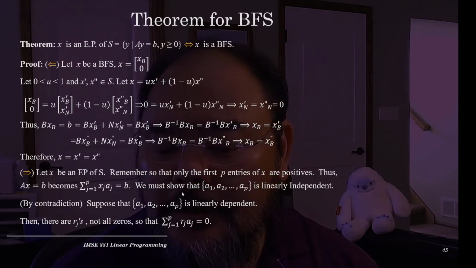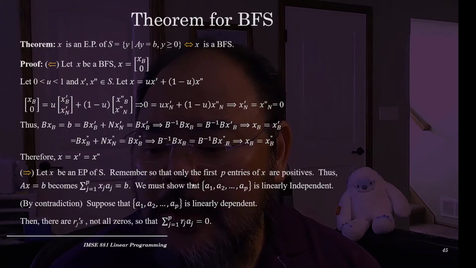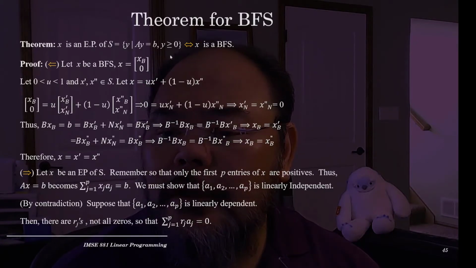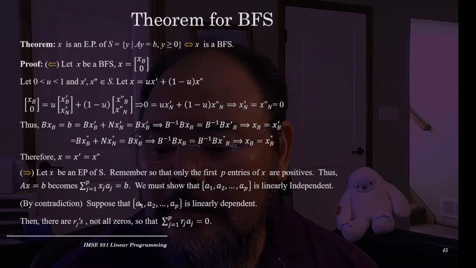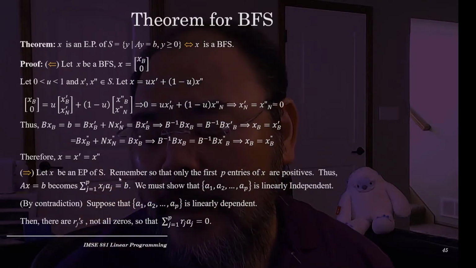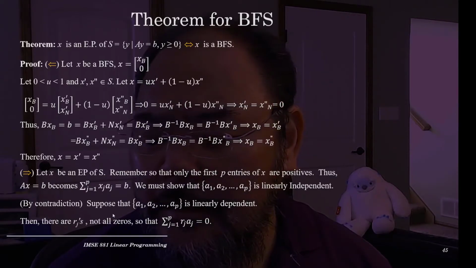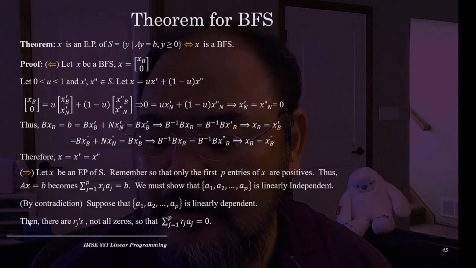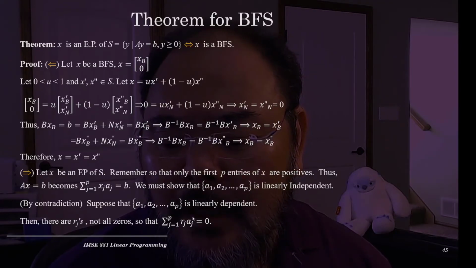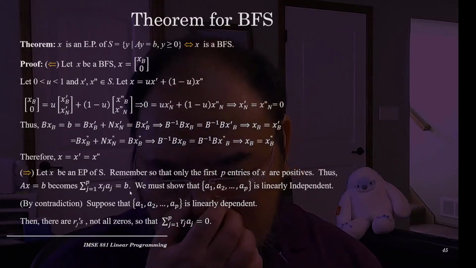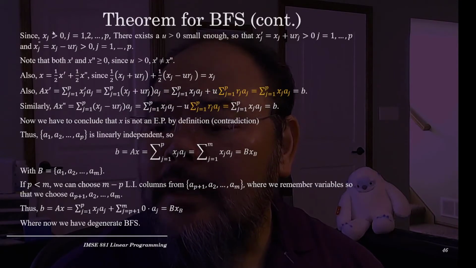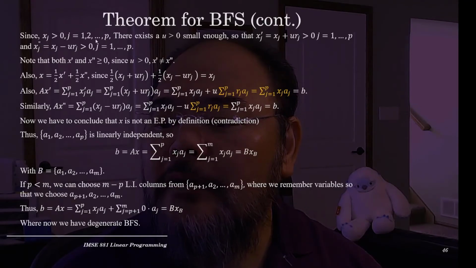So this is by contradiction. What we're trying to show is that if some of the Aj are not linearly independent, then a contradiction arises. So assume they are linearly dependent. Based on the definition of linear dependence, there are rj not all 0, such that the sum of rj times Aj for all p equals 0, and some of the rj are not equal to 0.